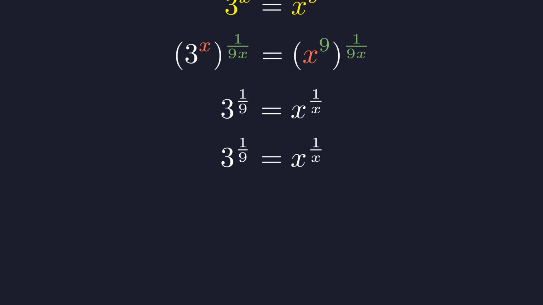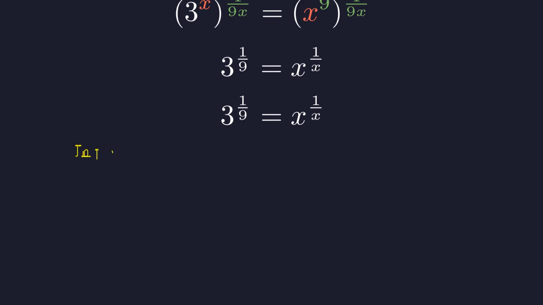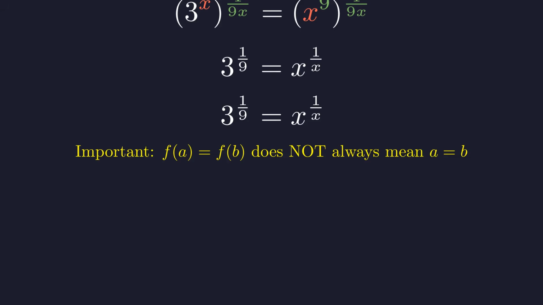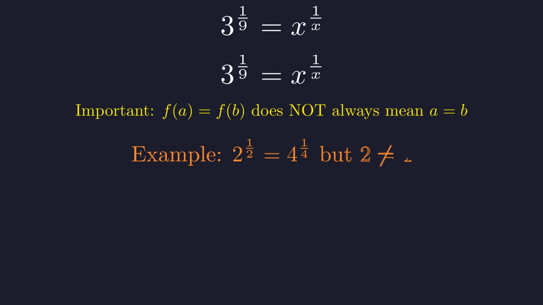Look at that. This beautiful symmetric form is the key to the entire problem. But here's a crucial point. Just because two expressions of the form t to the 1 over t are equal doesn't mean the t values are equal. The function x to the 1 over x is not 1 to 1. For example, 2 to the 1/2 equals 4 to the 1/4, since both equal the square root of 2. But clearly 2 does not equal 4.